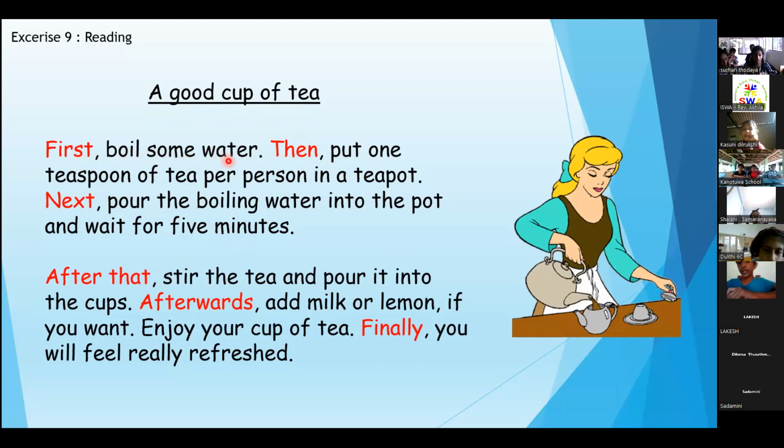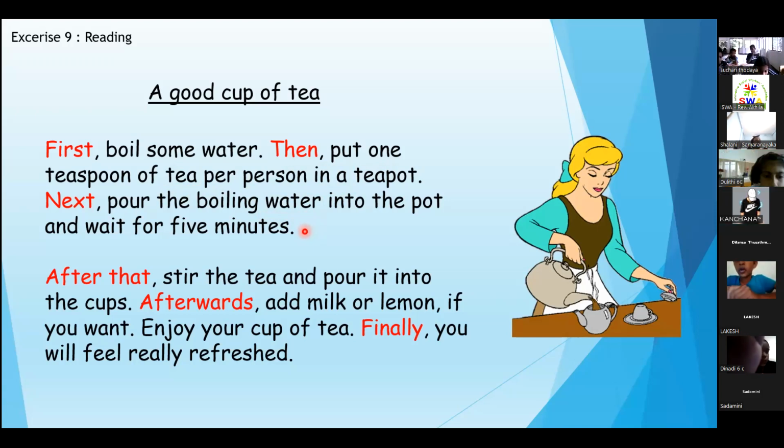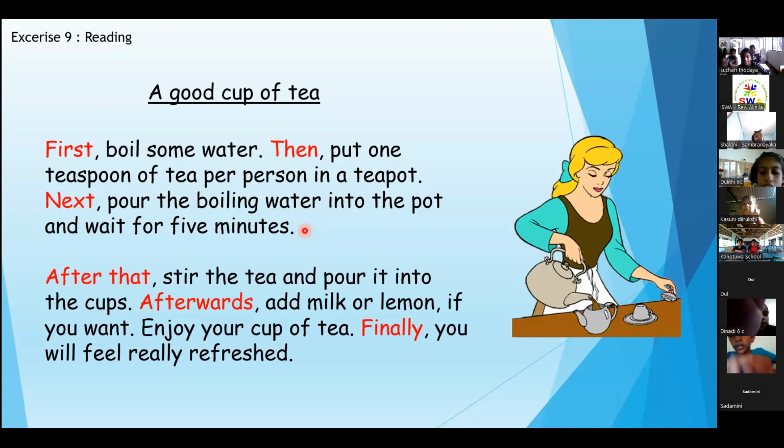First, boil some water on the tea and spoon of heat. Boiling water in the pot. Wait for 5 minutes. After that, pour the water into a pot and add milk or lemon. Enjoy your cup of tea. Finally, you feel really refreshed.